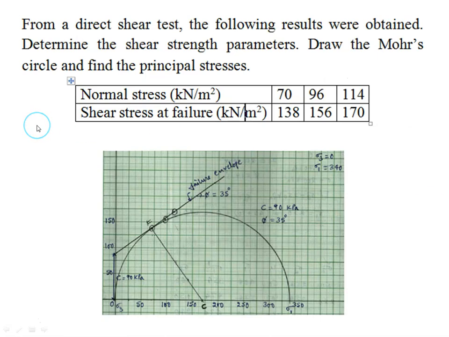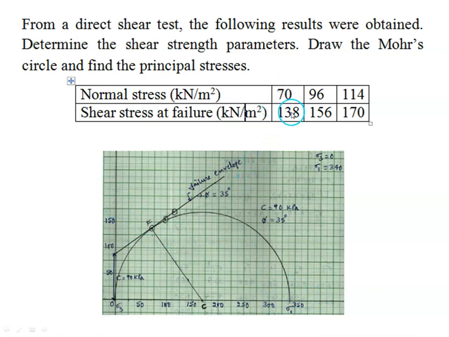Now let us see some examples. From a direct shear test, the following results were obtained. Determine the shear strength parameters. Draw the Mohr circle and find the principal stresses. So here set of readings are given with respect to normal stress and shear stress corresponding to failure. So first we have to take the normal stress values on x-axis and shear stress values on y-axis, and then we have to plot the points.